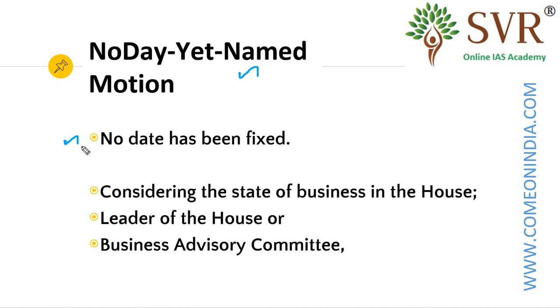But the Speaker, after some time, may consider the business of the House and discuss with the leader of the House, that is the leader of the ruling party, and then after getting a recommendation from the Business Advisory Committee, can fix a particular day for discussion of such a motion. Until then, the motion is known as a no day yet named motion.